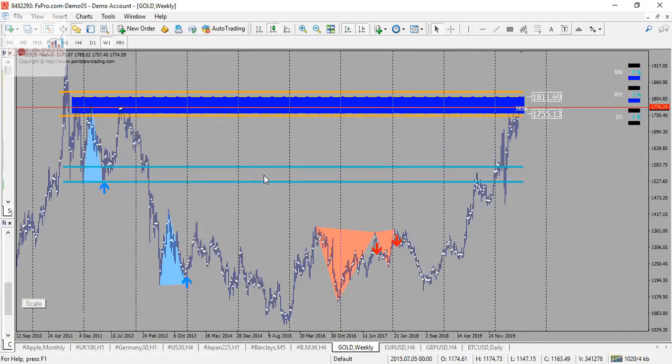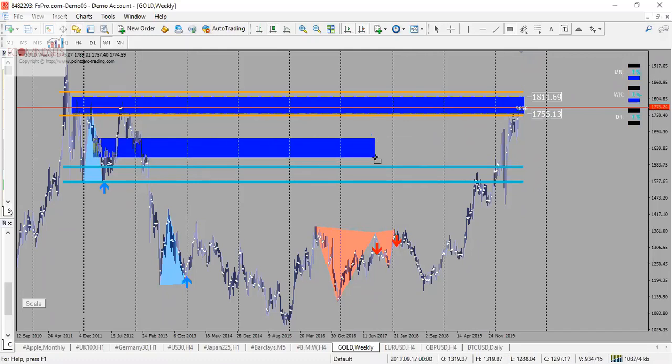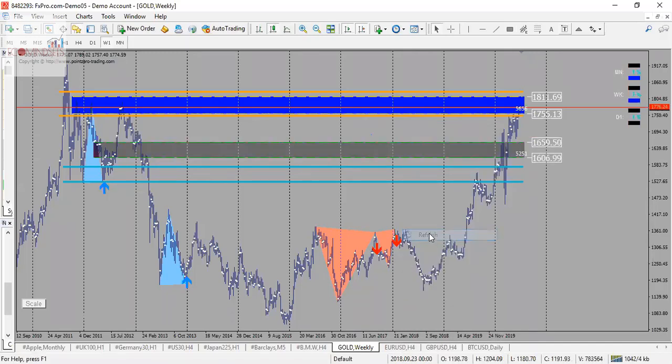So now let's look at the nearest support level in terms of the week. Also here we can see a resistance turned support level over here. You can see a resistance turned support level here, and that is the closest to current price, and it's around 1659.